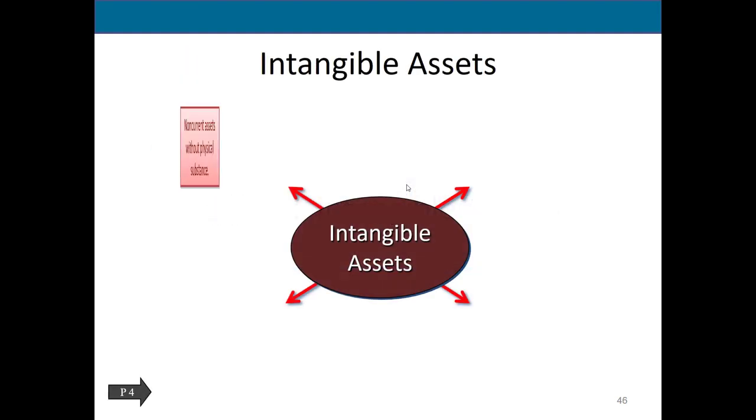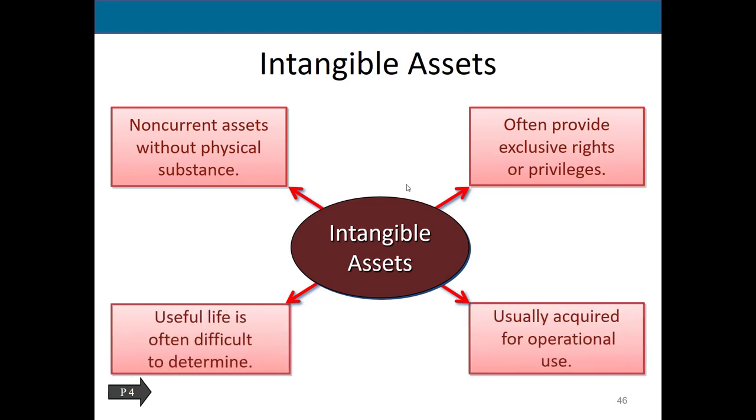Finally, we get into intangible assets. What are they? They're things that you cannot touch. They're non-current assets that have no physical substance at all. Think of the air, right? They often provide exclusive rights or privileges. Their useful life is often difficult to determine without some kind of guideline. They're usually acquired for operational use.